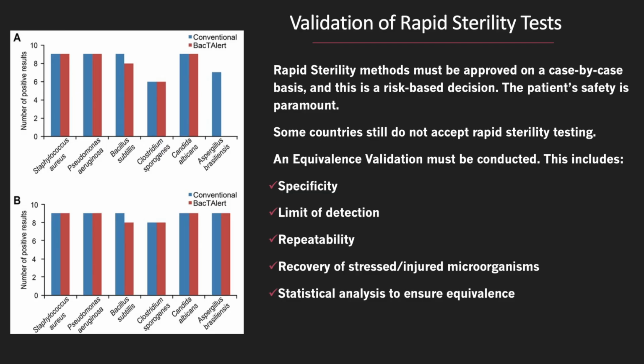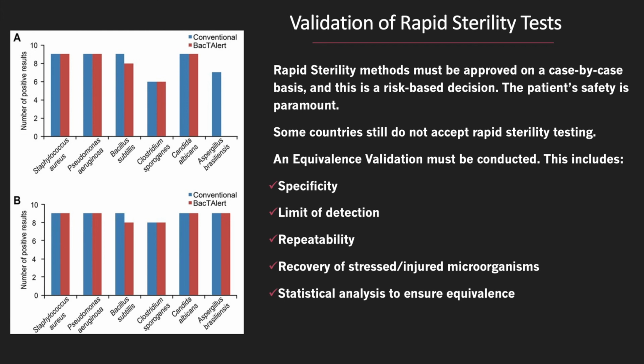Now, the validation of rapid sterility tests. Rapid sterility tests must be approved on a case-by-case basis, and this is a risk-based decision. The patient safety is paramount. And some places still do not accept rapid sterility testing. We discussed when I originally presented this presentation that California does not accept rapid sterility testing. So you really have to be aware of the guidance in your area. And like I said, the rapid sterility test is still not a standard in the pharmacopoeia, so you have to conduct an equivalence validation. An equivalence validation is a validation to show that the rapid test you're going to use is either better or equal to the traditional sterility test.